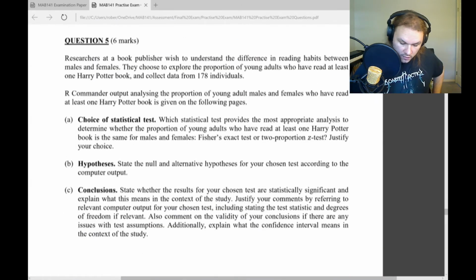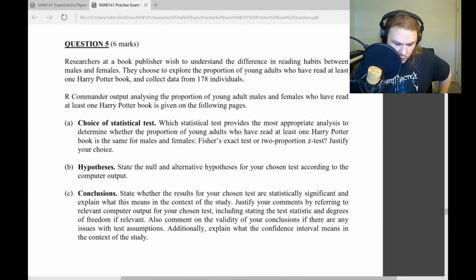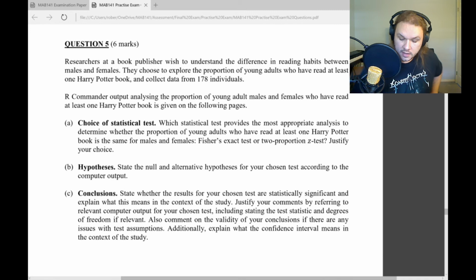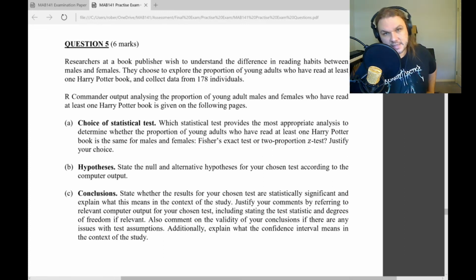So let's move swiftly on then to question 5. Hopefully not going too fast for you. Researchers at a book publisher wish to understand the difference in reading habits between males and females. They choose to explore the proportion of young adults who have read at least one Harry Potter book and collect data from 178 individuals. So, question 5, based on stats 7, we're looking at a single categorical variable.